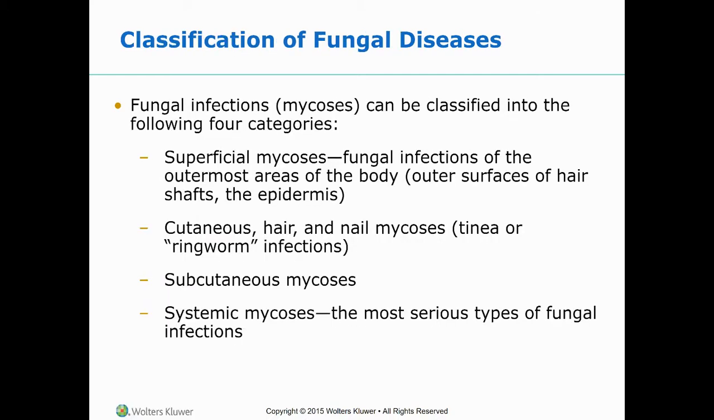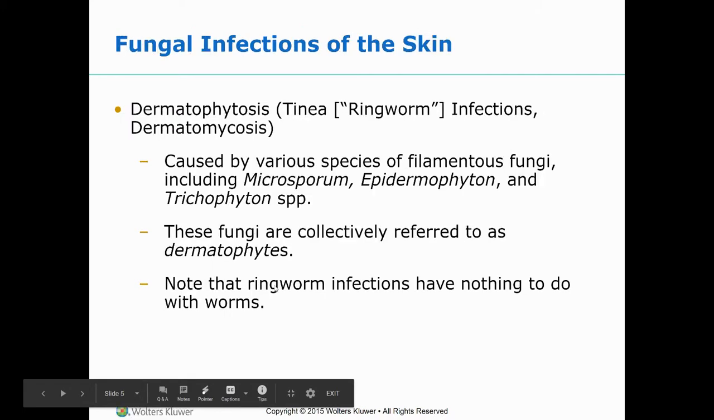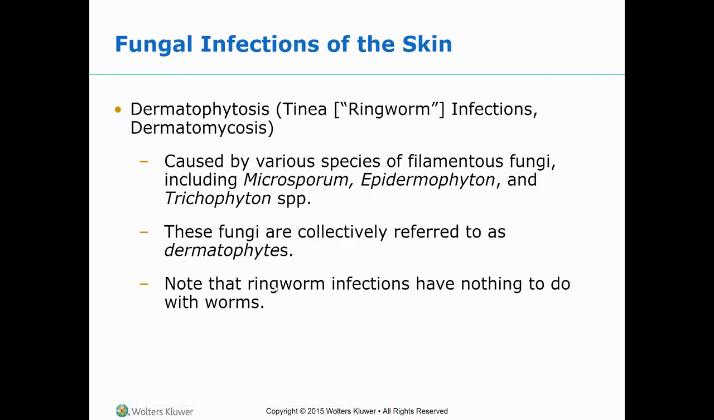Okay, so fungal infections can be classified into 4 different categories. Superficial mycosis are the ones on the outside of the body, so the outside surfaces of the hair shafts and epidermis, so the skin. Cutaneous, so this is going to be like ringworm infections. Subcutaneous and systemic mycosis are the most serious, so these involve all of your body. Subcutaneous is just one specific area. So again, ringworm is considered a fungal infection of the skin.